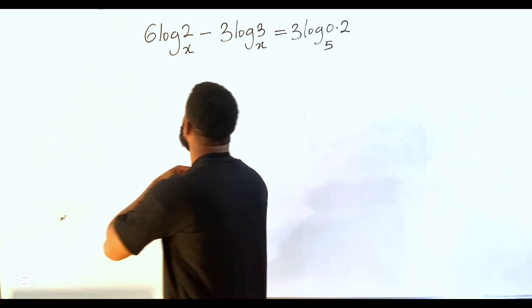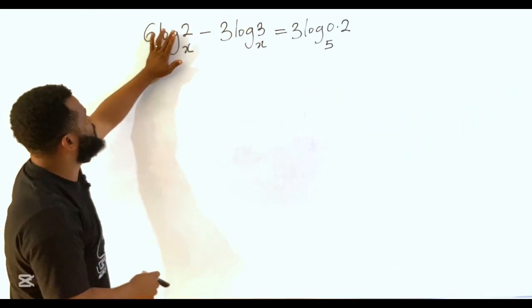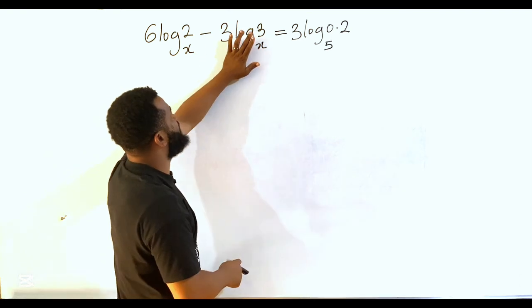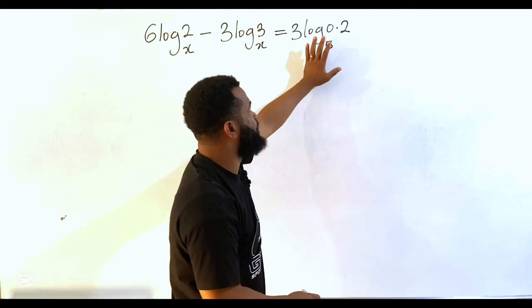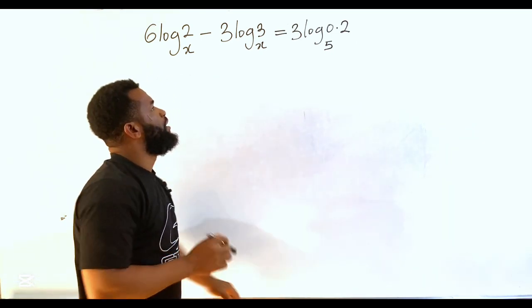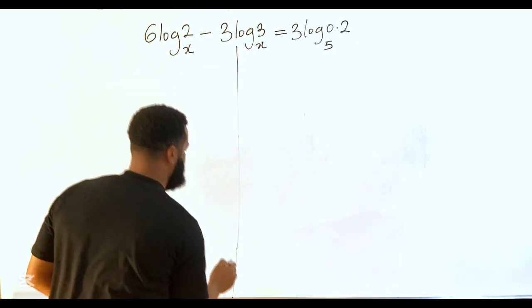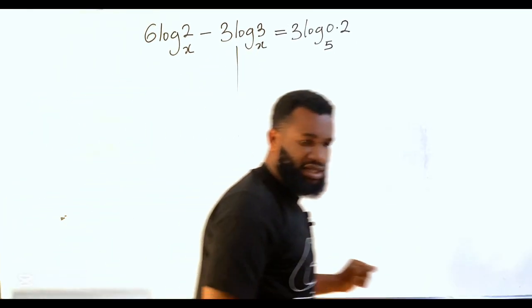All right. So we have 6 log 2 base x minus 3 log 3 base x equals 3 log 0.2 base 5. So what we are going to do is let me get a better marker.